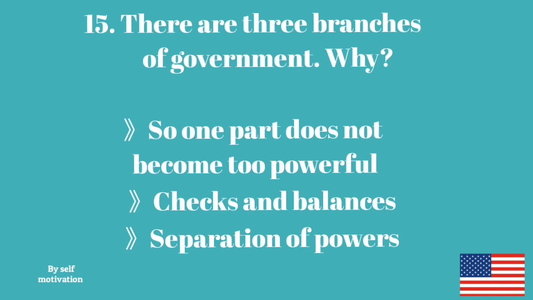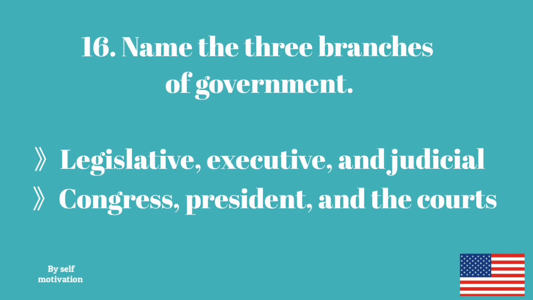There are 3 branches of government. Why? So one part does not become too powerful. Checks and balances. Separation of powers. Name the 3 branches of government. Legislative, executive, and judicial. Congress, President, and the courts.